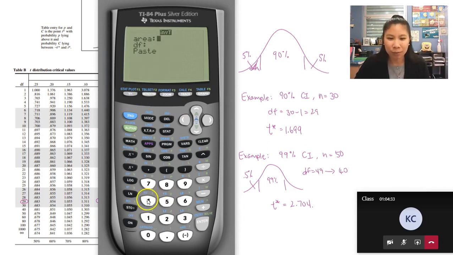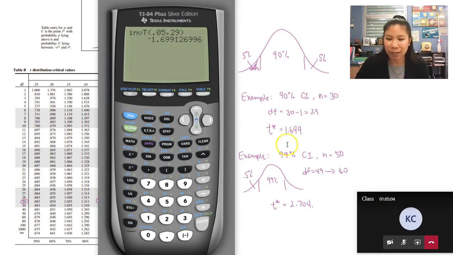So choose number 4. It'll ask you for the area. So that area is just that tail probability that we were talking about. So for a 90% confidence interval, the tail probability is 0.05. Degrees of freedom, you're just going to type in 29 because our n was 30 here. Paste, enter one more time. And it'll give you the negative version, but remember our critical values are always going to be positive because we like positive numbers. So negative 1.699, pretty much what we had.